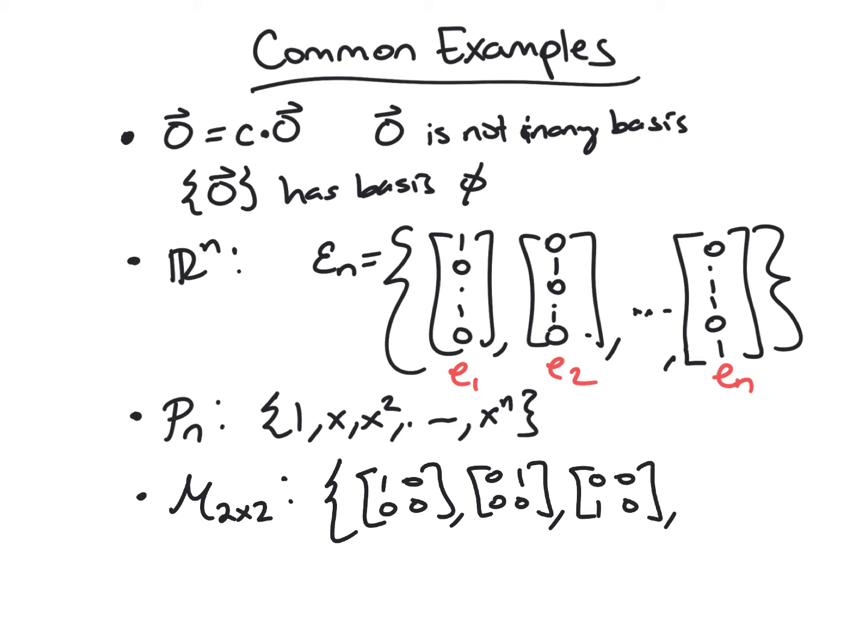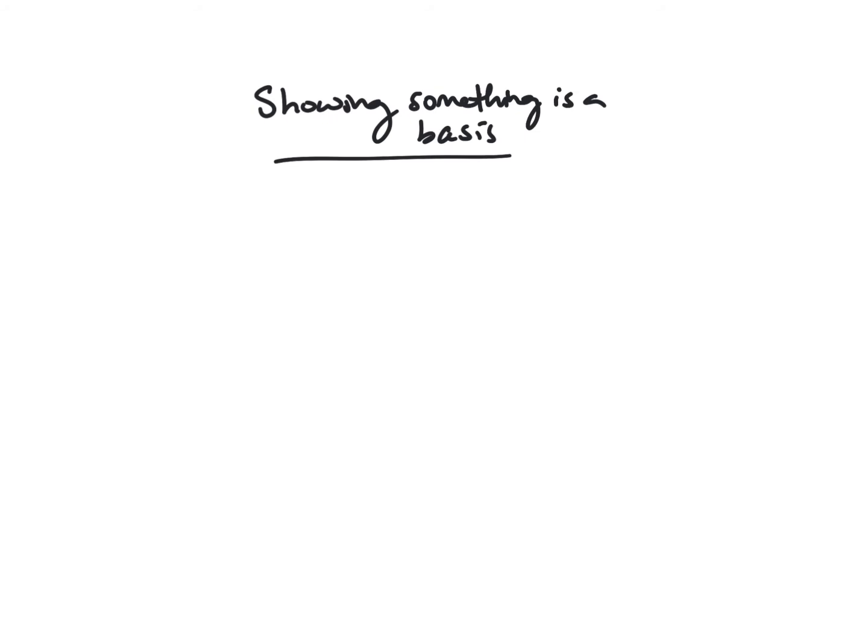So for 2 by 2, we have 4 different matrices. And in general, if you have m by n matrices, you have m times n different ones in the basis. Okay? So proving these are bases is not very hard, and these are in really nice forms, and it's good to know these common examples and expect to see them showing up a lot. So next we're going to talk about how we actually show something is a basis.